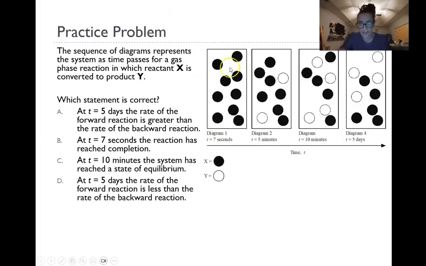So we can see the diagram at 7 seconds, it is all reactant. Then at 5 minutes, you see some product being made. And then at 10 minutes, you can see a couple more product being made. And then at 5 days, the diagram is exactly the same as at 10 minutes. There's still 4 products and 1, 2, 3, 4, 5 reactants. So not even looking at the options here, I would assume that this reaction has reached equilibrium after 10 minutes. So your option C, at t equals 10 minutes, the system has reached a state of equilibrium. That's the answer. I don't even have to look at the other choices. That is the correct answer.